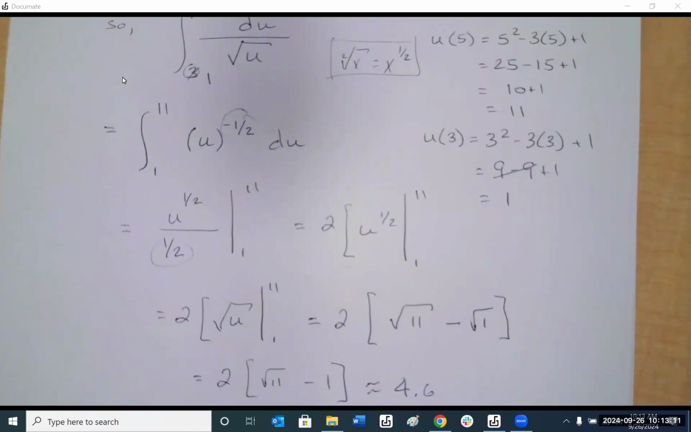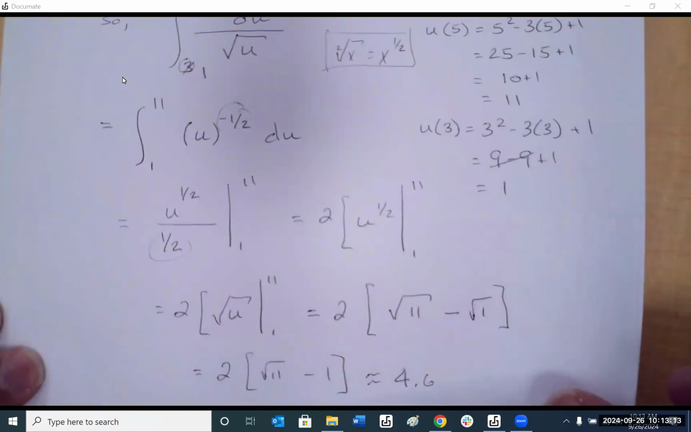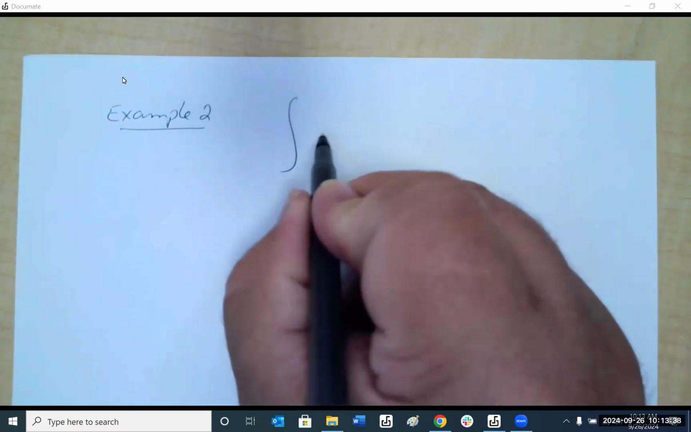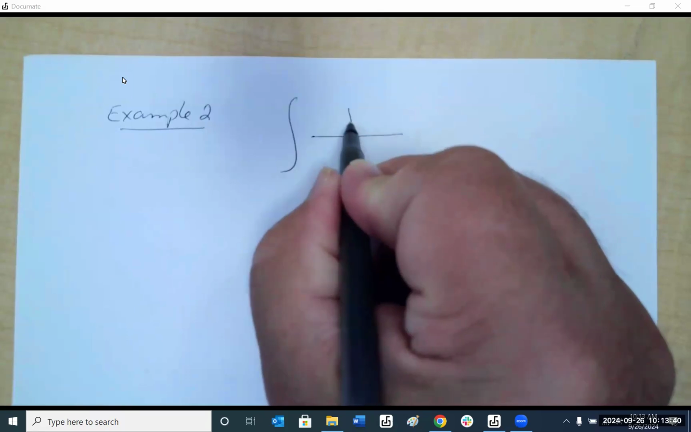Let's look at example 2. Sometimes we need to complete the square. We have to use some algebra technique to simplify our equation. So you complete the square to evaluate our function to the indefinite integral.